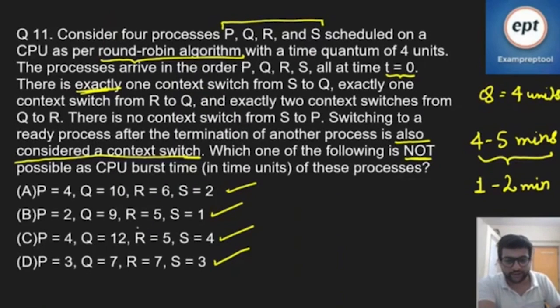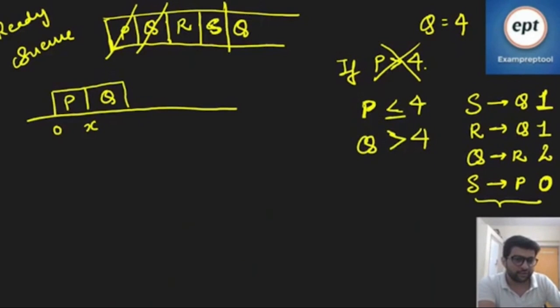So let's try to eliminate the options. In all the options, we can see that the burst time of Q is greater than 4. Again, we cannot eliminate any option. So let's just go further. We know that we have the process R now, right? Let's say it executes till Y. Now we have the process R. We know that there is a context switch from Q to R. So there is a context switch from Q to R.